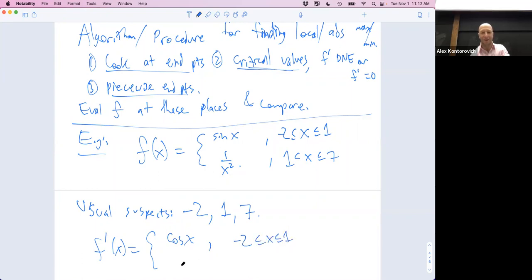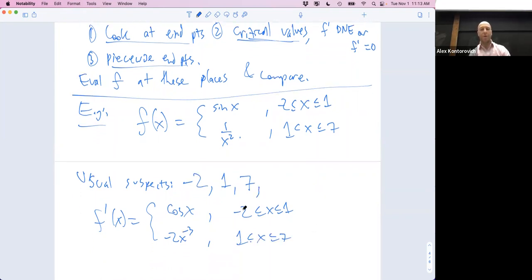This is going to get interesting, actually. And the derivative of x to the -2 is -2 x to the -3 on the interval 1 to 7. Okay, so I have to worry about where this isn't defined, which is at 0.